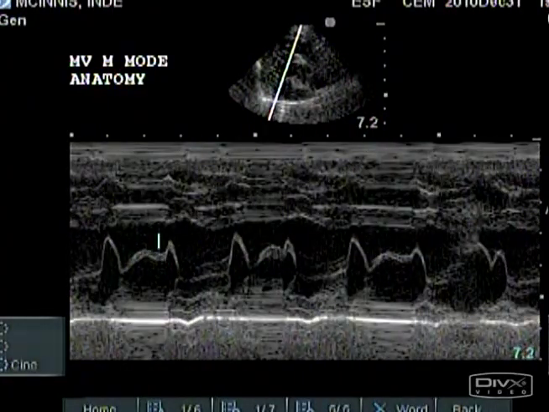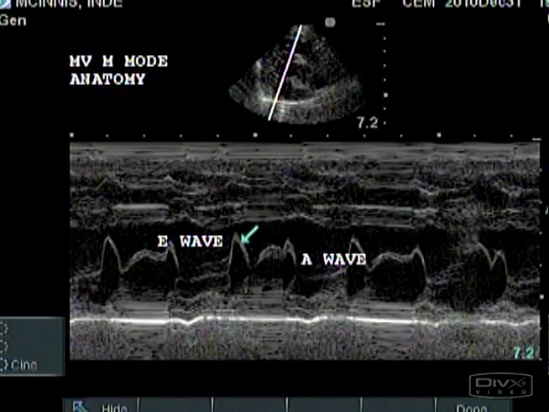At relatively slow heart rates, you see an E wave and an A wave. These two waves are made by the anterior mitral leaflet. At faster heart rates, both waves will merge into a single wave.